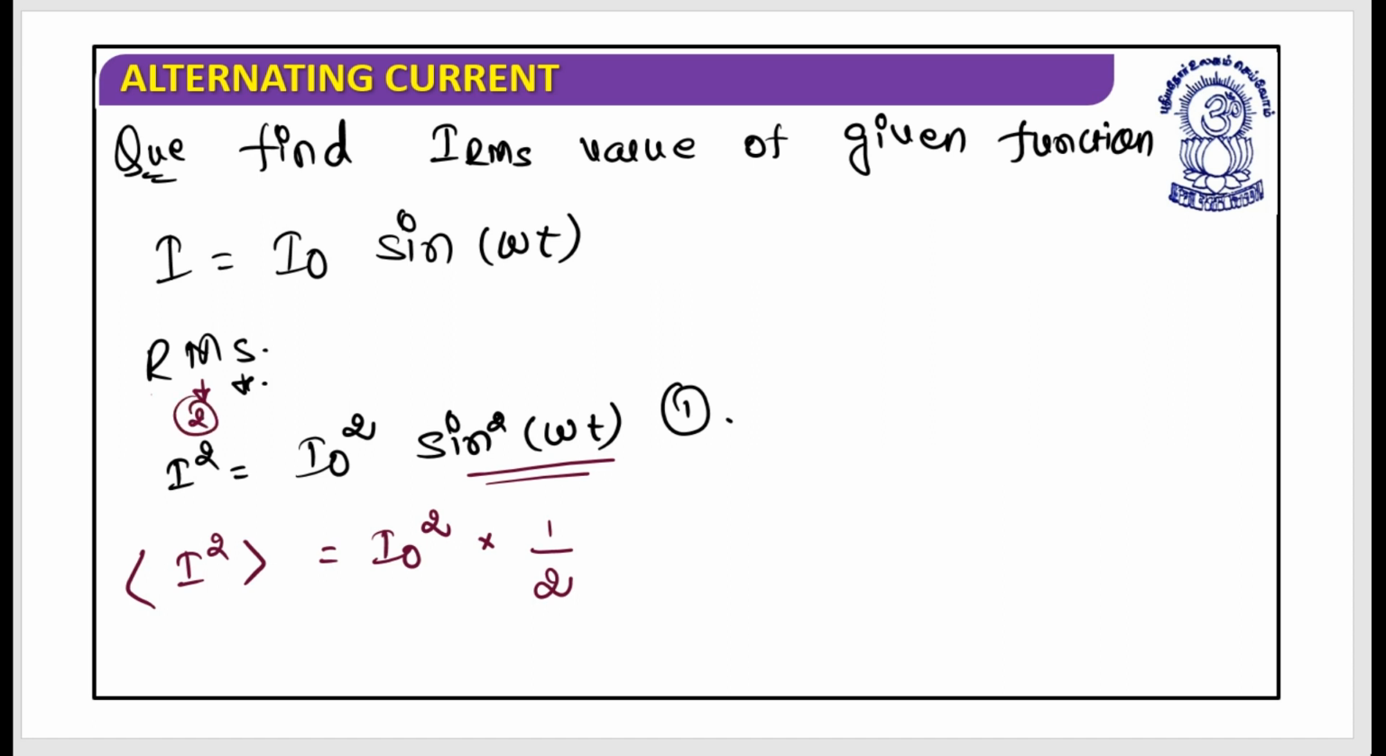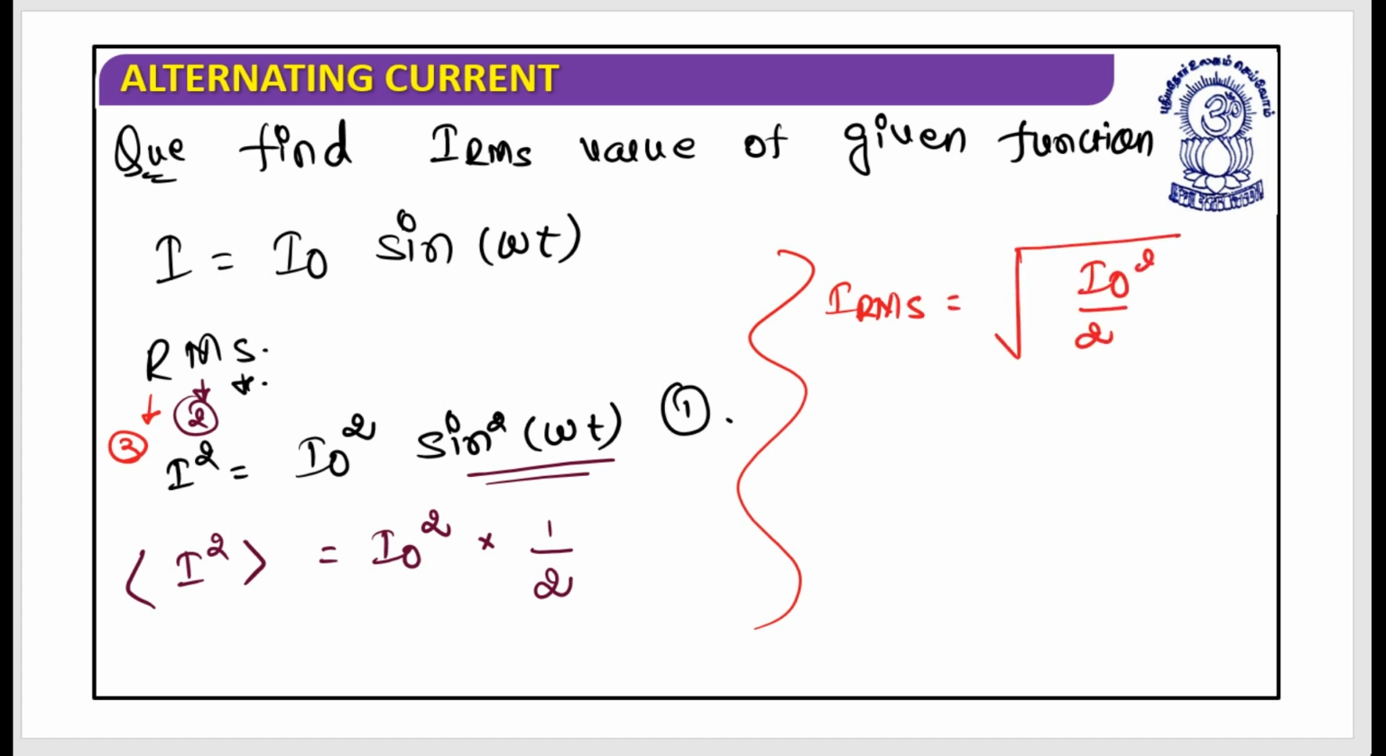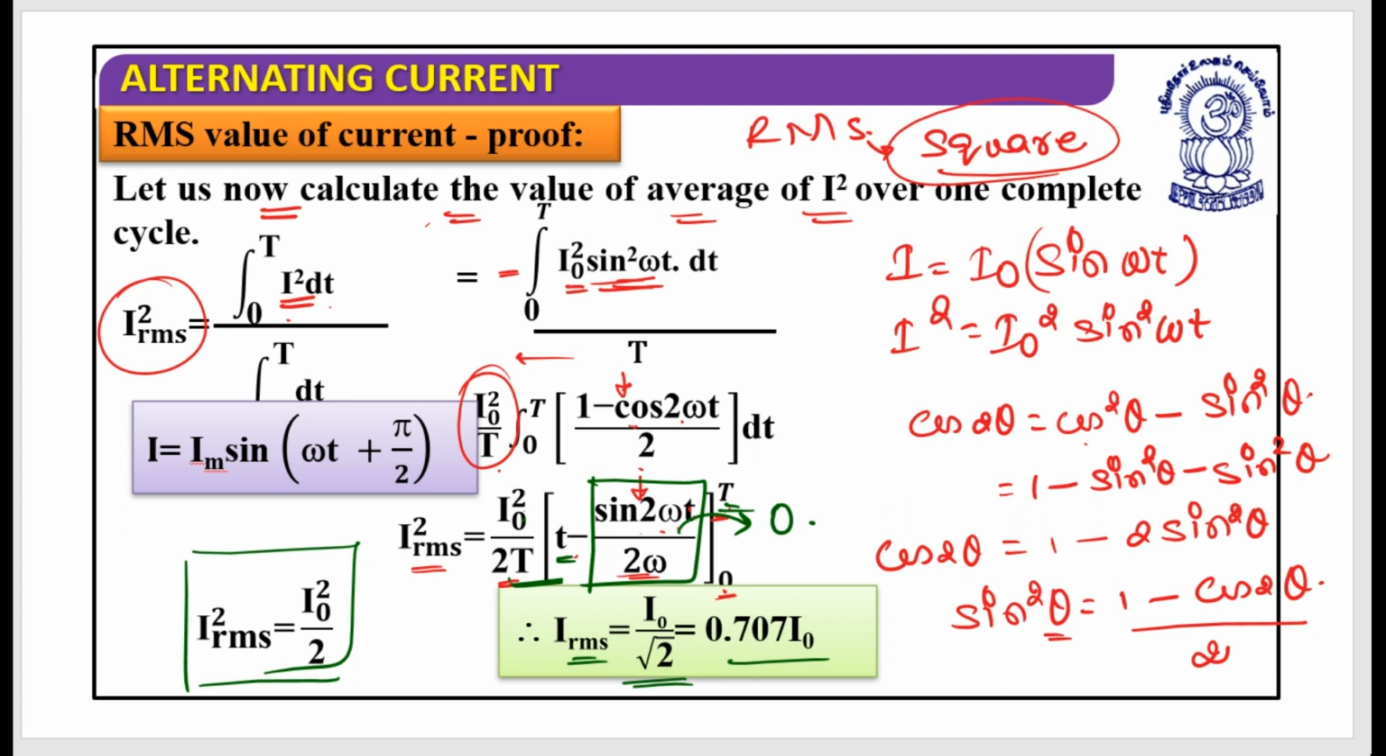And the third task is to calculate the root value. So IRMS is equal to the square root of I naught squared by 2, which is equal to I naught by root 2. That's it. You did it. This is the IRMS value that we have derived. This is the same IRMS value that we have derived over here. I hope you understand this.